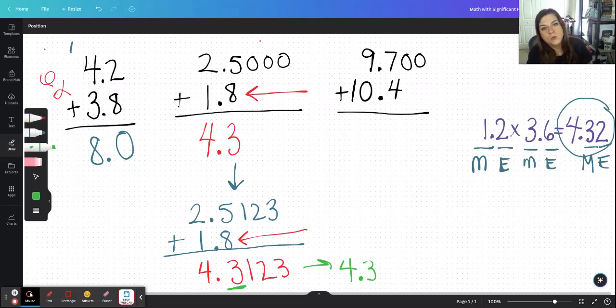Okay, now for this example, we have 9.700 plus 10.4. When we are talking about adding and subtracting, we are concerned with significant digits, but we look at those in terms of digits behind the decimal. So the 10.4, even though it has more sig figs, only has one number behind the decimal. So we want our answer to match that and have one number behind the decimal. So we're going to add this together.